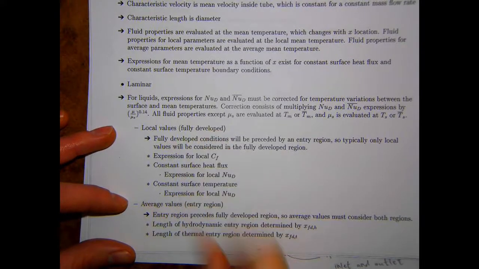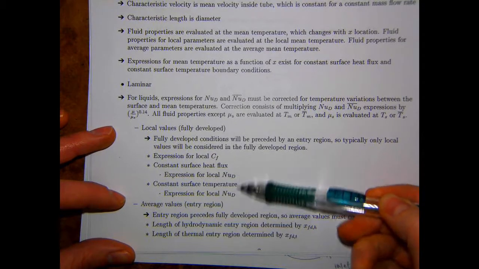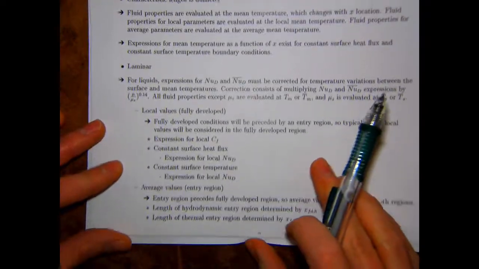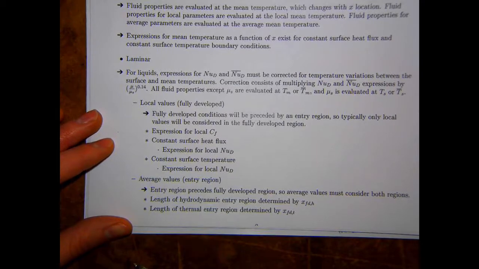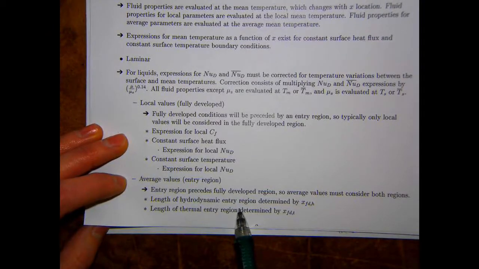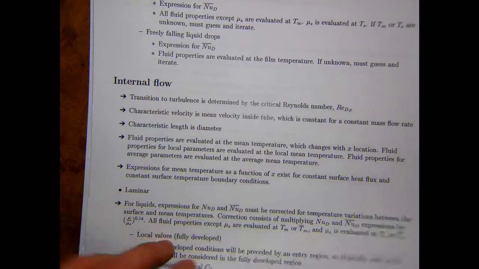For local values in the fully developed region, we have expressions for the local friction coefficient and the local Nusselt number for the two different boundary conditions. And then average values, which include the entry region. You can calculate the hydrodynamic and thermal entry region lengths by x_fd,h and x_fd,t. That can help you determine if the entry region is a thermal entry length problem or a combined entry length problem, so what the relative entry lengths for the two different boundary layers are.